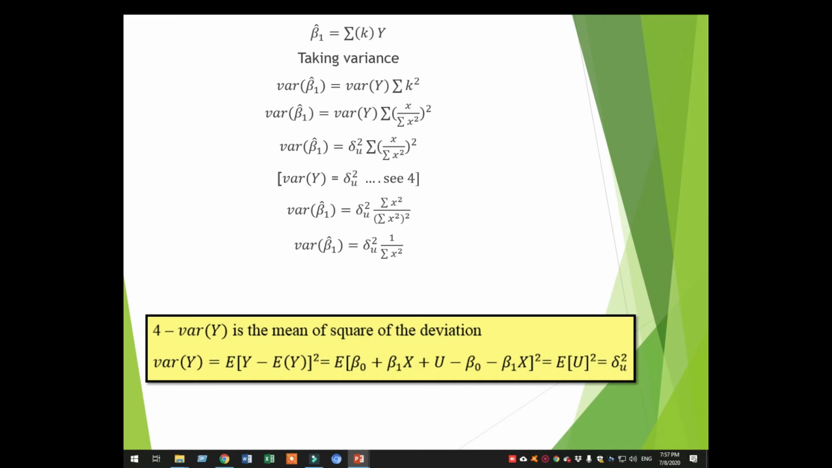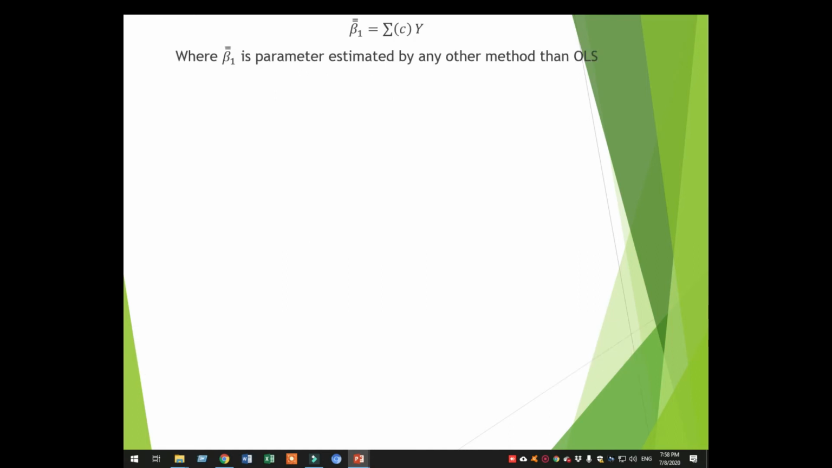If this b1 is estimated by any other method other than OLS, that variance would be more than this. It means that if I estimate this b1 from any method other than OLS, the variance of that b1 would be larger than this. Let's say we take that b1 is estimated by OLS, and we have given the notion of cap above it, so that b1 cap is said to be estimated by ordinary least square. Let's estimate this parameter by any other method, whatever the method, as long as it is not OLS.